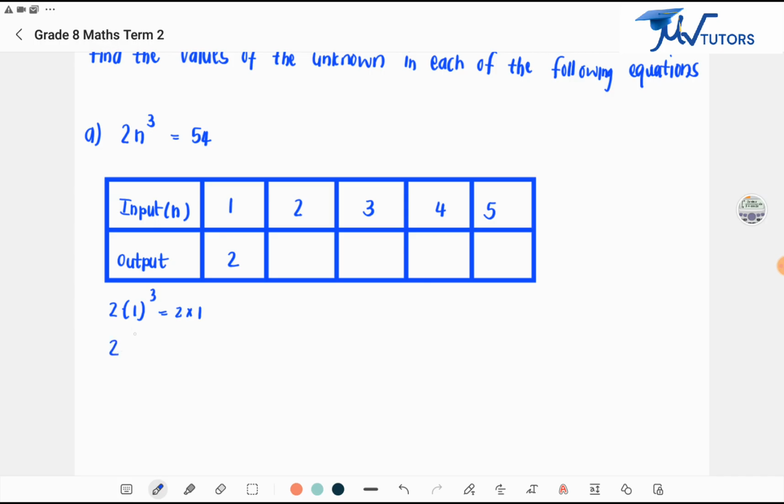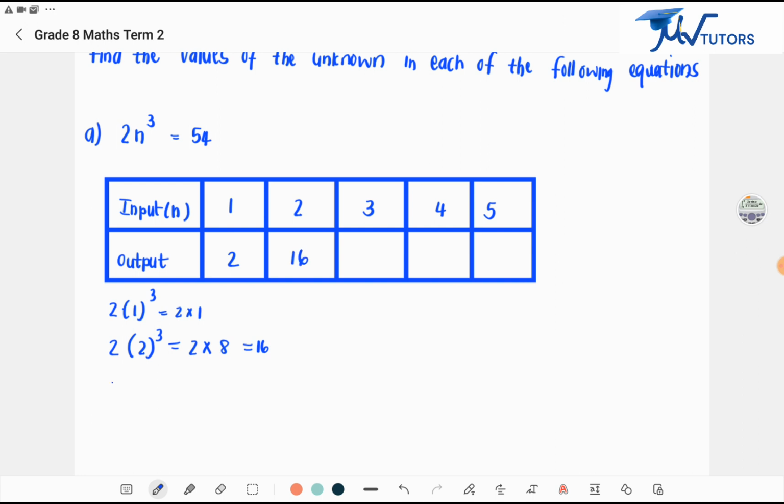And then we still have our 2 there, our brackets, our safety belt. We're going to put 2 there in the place of n, and we are cubing it. Okay, so 2 times 2, that is cubed, is actually 8. And what is 2 times 8? That is 16. So there we go.